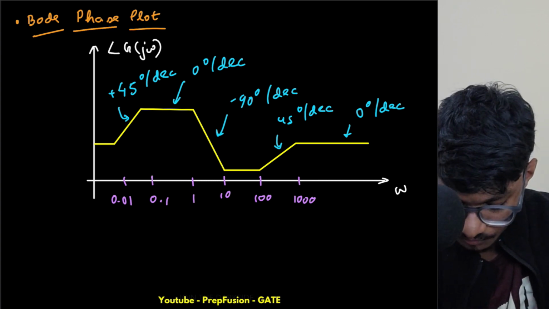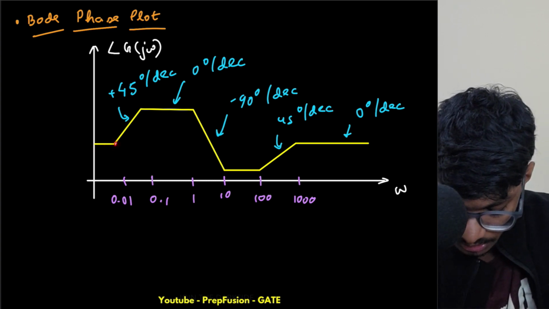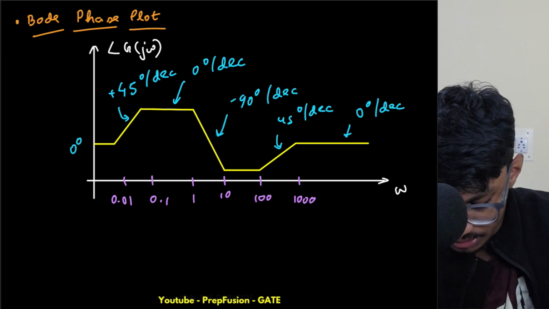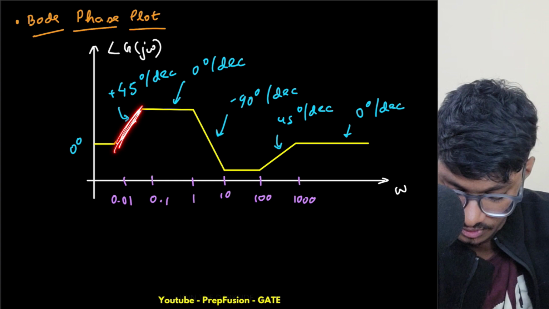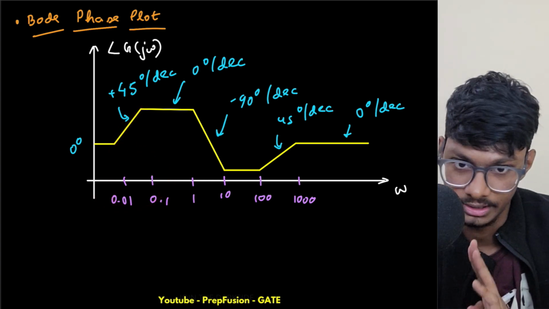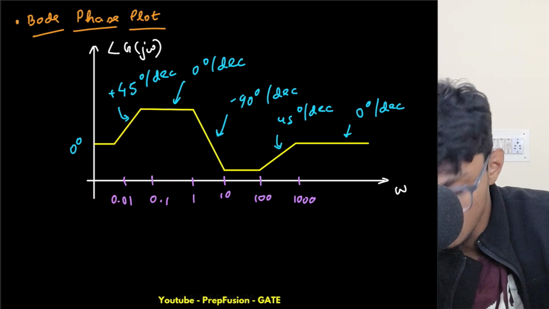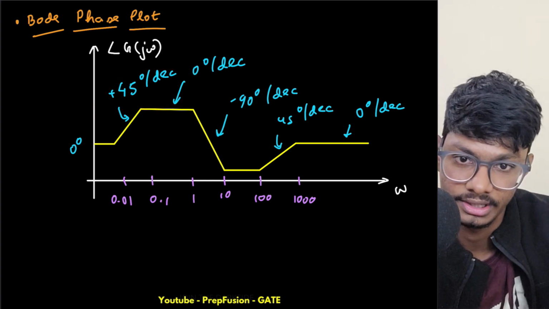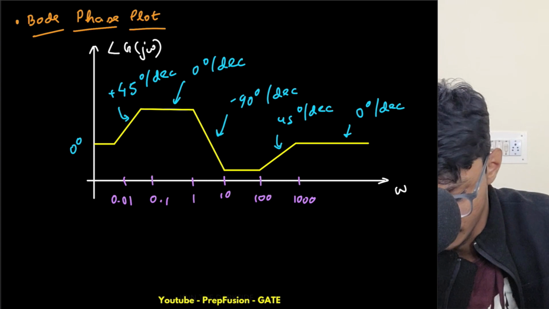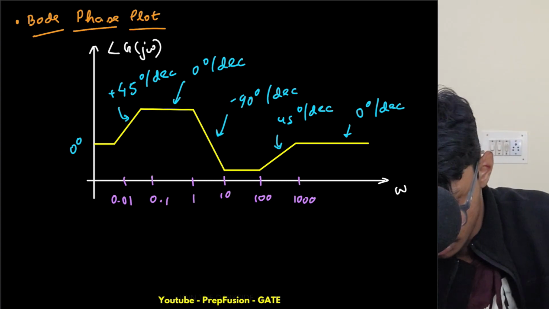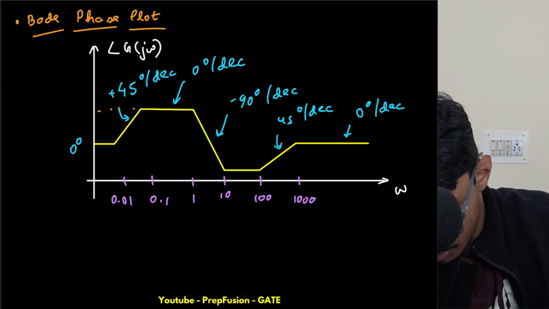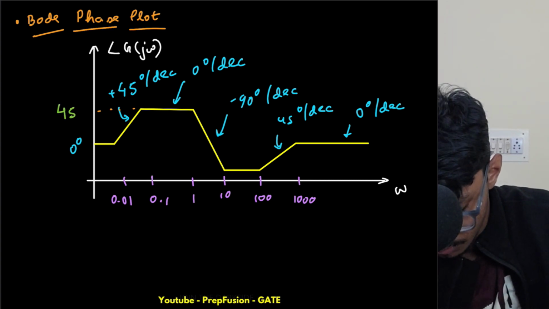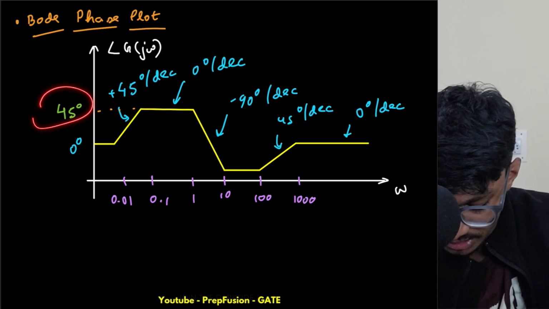Okay, so now from here it is 0 degrees. Here it is 0 degrees. Now after this what is happening? It is going with the slope of plus 45 degree per decade, and it is traveling 1 decade. So obviously it will move up to 45 degrees, because that is what the slope tells. If I travel 1 decade, then I will move up by 45 degrees. So definitely the angle here will be 45 degrees. Okay, let me use this another marker. Now the angle here is 45 degrees.